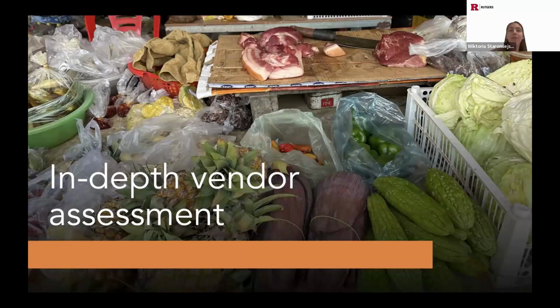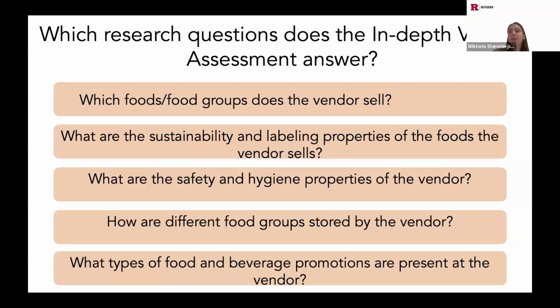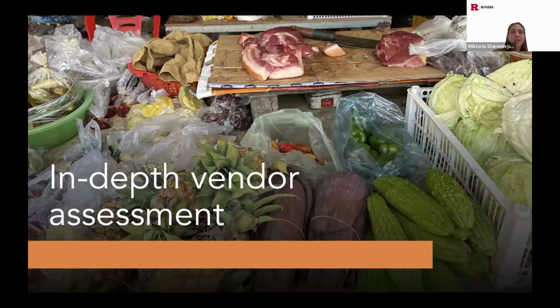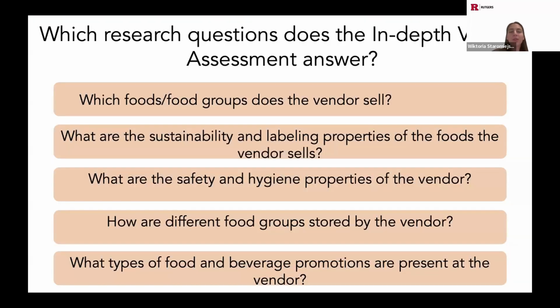Hi, everyone. The in-depth vendor assessment has been developed as an observational checklist to assess the properties of food sold by vendors as well as the vendors themselves. Which research questions does it answer? It is used to elicit information on what foods a vendor is selling, the sustainability and labeling properties of those foods, how those foods are being sold and stored, the vendor's hygiene, and what food and beverage promotions are present at the vendor.